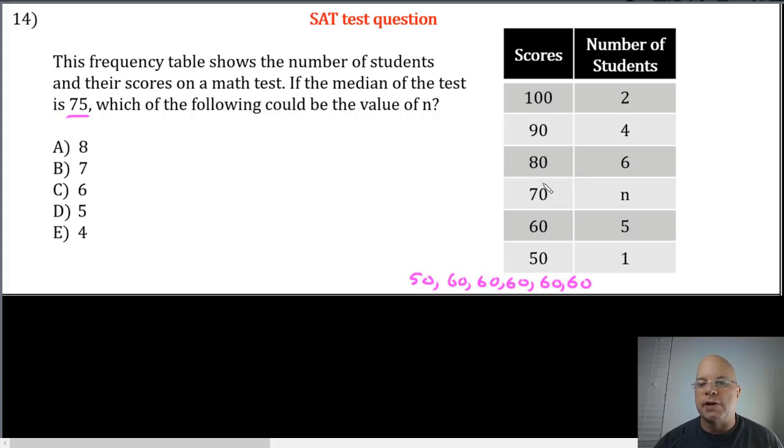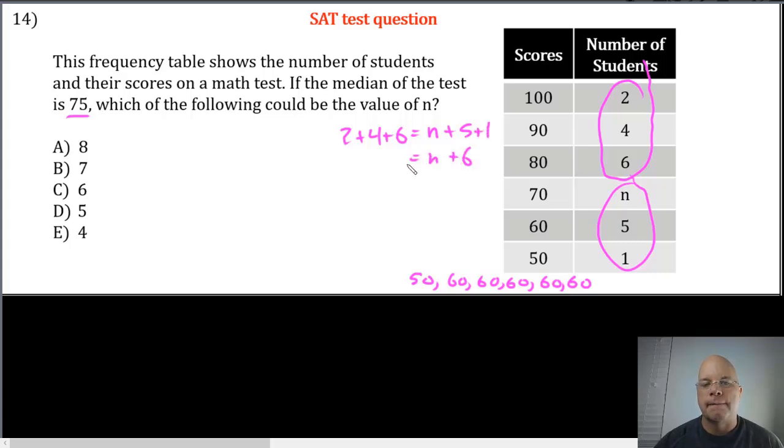And for that to happen, we'd have to have an even number of data points, and there have to be just as many above 75 as there are below 75. So 2 plus 4 plus 6 has to be equal to n plus 5 plus 1. Well, 5 plus 1 is 6. This is 6 plus 6. So n must be 6.